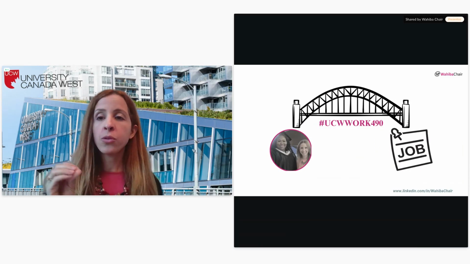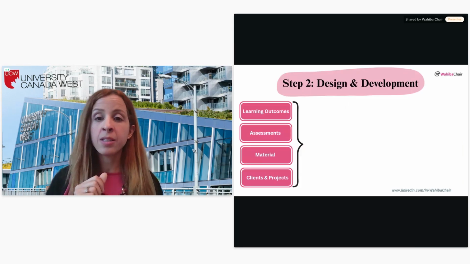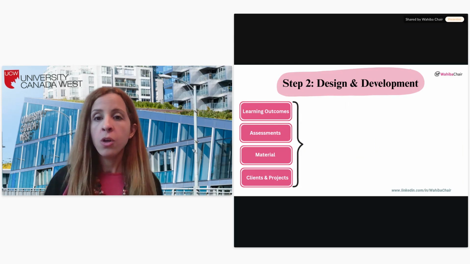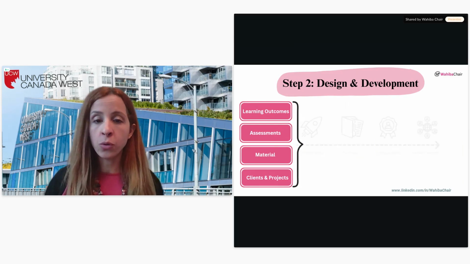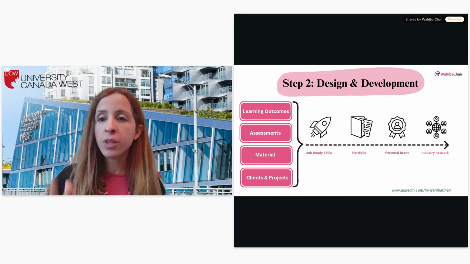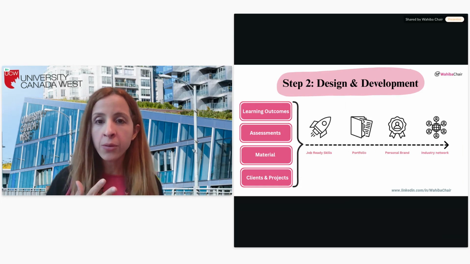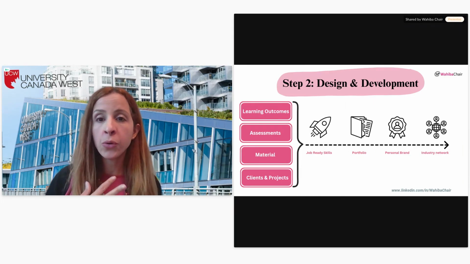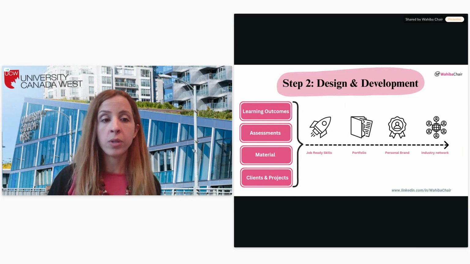Now, once we get through this step of research and analysis, it's really our guide for the second step, which is the design and development, which is guided by the vision of the course. We wanted to make sure that everything we did in this step, whether it's learning outcomes or assessments or activities, was supporting students' job-ready skills, their portfolio, their personal brand, and ultimately their personal network.